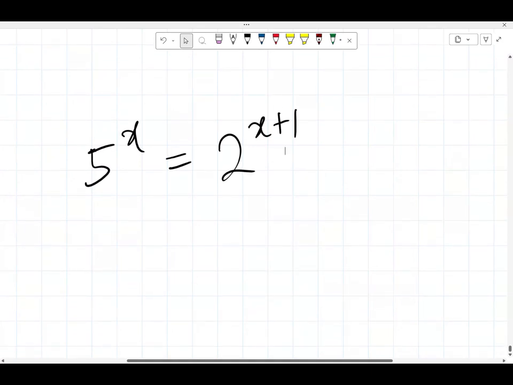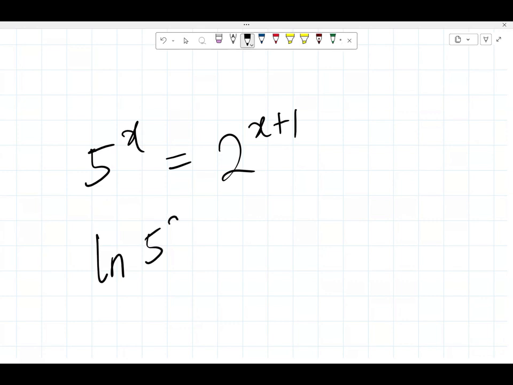Now, the normal thing we would have done was, is there a way we can write 5 as 2 raised by something? But that's difficult to come by in this case. So what we just do is we take the natural logarithm of both sides. So we have ln 5 raised by x equals ln 2 raised to power x plus 1.